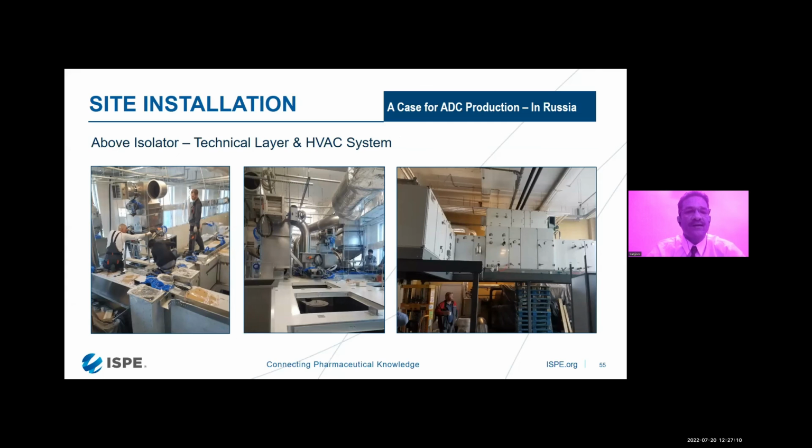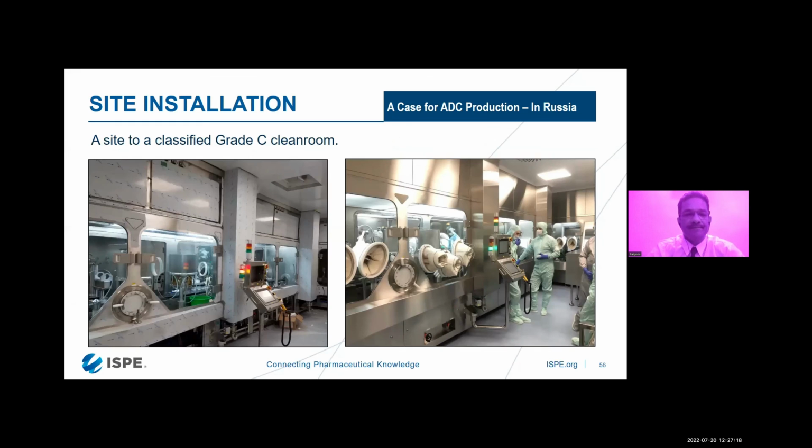And this is how the ducting, as well as the HVAC system and the connections to that, everything will be done. On the left-hand side, you can see a semi-finished isolator, and on the right-hand side you can see the completely finished isolator with the background area as grade C in the clean room.